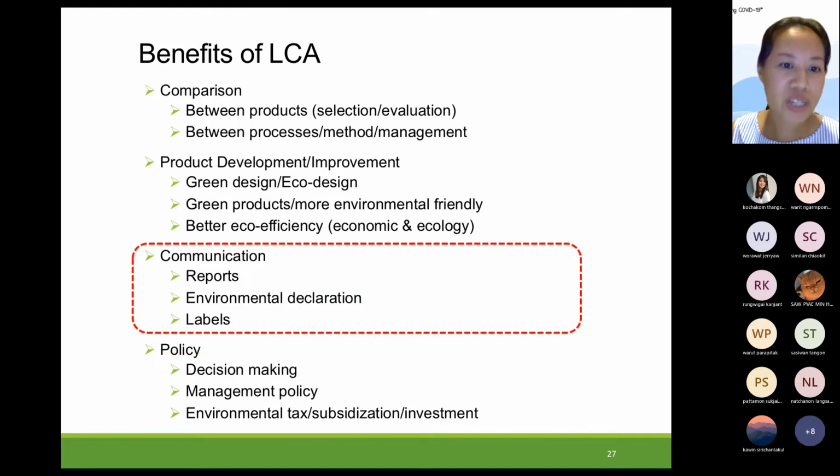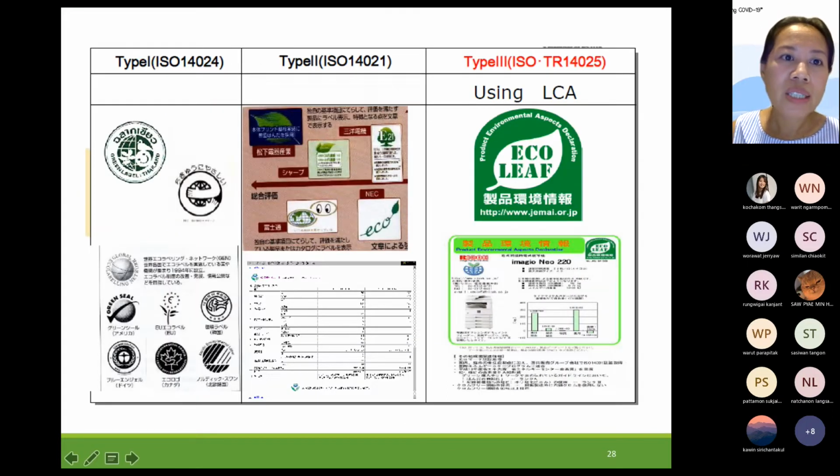And also for communication, you can communicate to the customer by label or environmental declaration, based on the ISO 14000 series. If you use type 2, for the assessment you just show input, output, and impact, but not the whole process from cradle to grave. You can get the guarantee only for type 1, the stamp like this, the green label in Thailand. Under type 2 and other ISO series, you can claim that your product is eco-friendly or compostable, without assessing all processes of the LCA. Maybe only gate to gate or cradle to gate, and you can get only type 2.